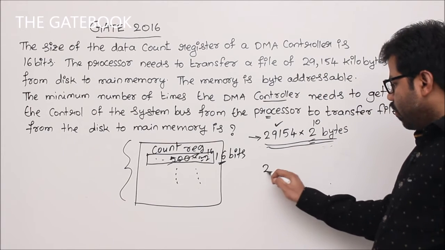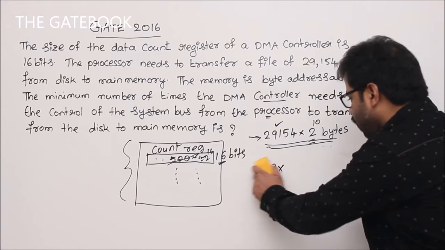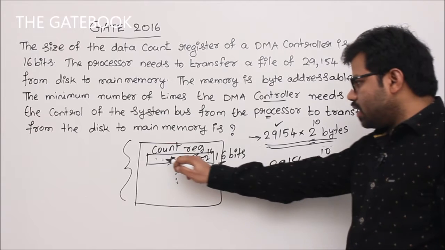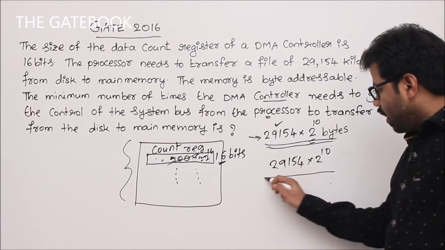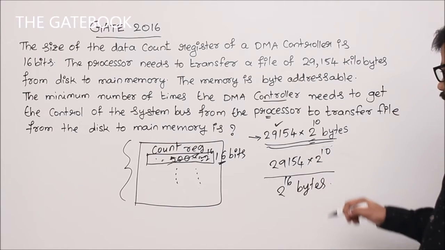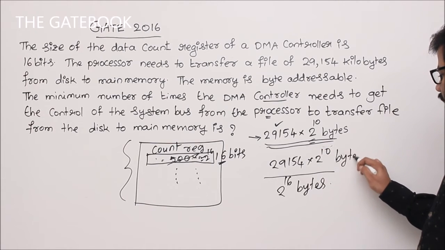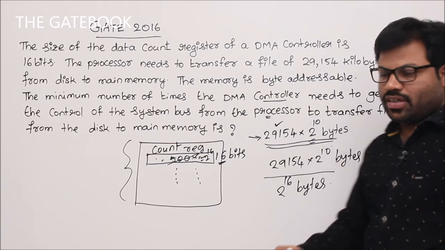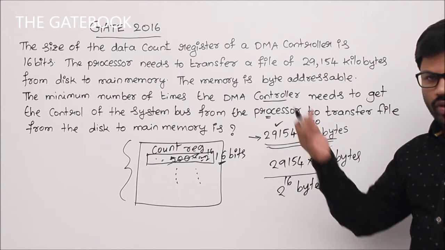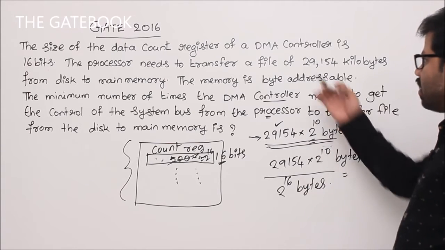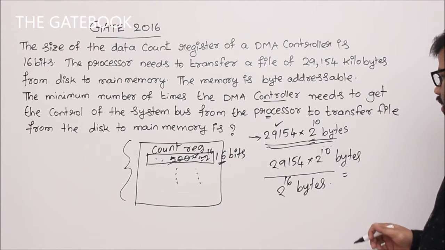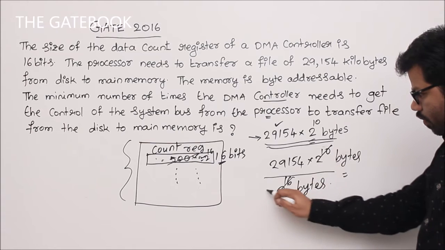That's why you divide your file size, 29,154 into 2 power 10, by 2 power 16. Because of the limitation of your count register, at a time only 2 to the power of 16 bytes can be transferred. But you have 29,154 into 2 power 10 bytes, so how many times do we have to reinitialize this? That many times we will be freshly taking control over the bus, right? So by understanding the question this way, that is the best way we can understand it. If you simplify it, 2 power 10 over 2 power 16 gives 2 power 6 in the denominator.